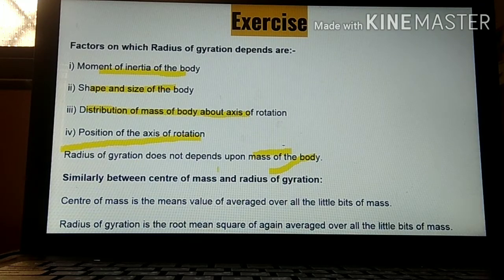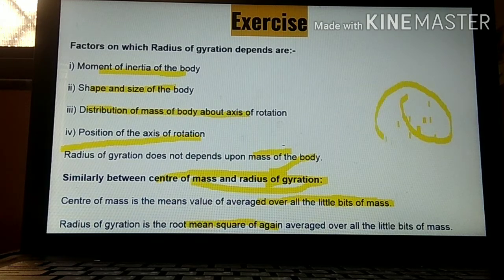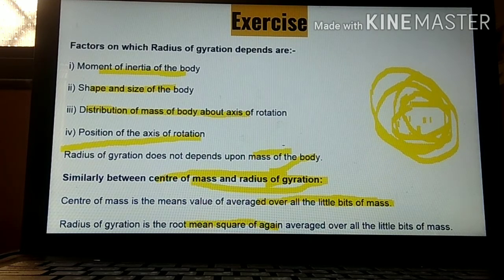Similarly, what is the similarity between center of mass and radius of gyration? Center of mass means the average value over all little bits of masses. If many bits of masses have been given, 1, 2, 3, 4, then center of mass will be the average summation of all of them. And radius of gyration is the root mean square of all of these masses, and center of mass is the average of all of these masses. Okay, this is a similarity.